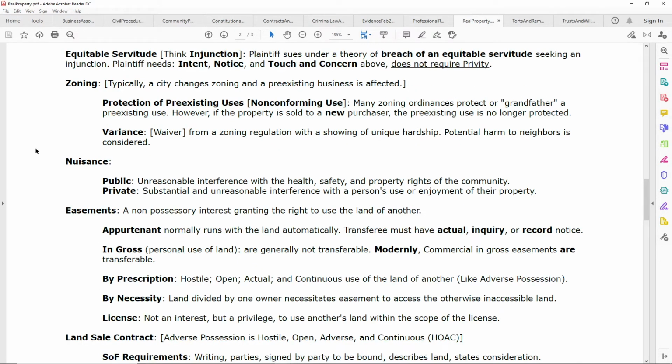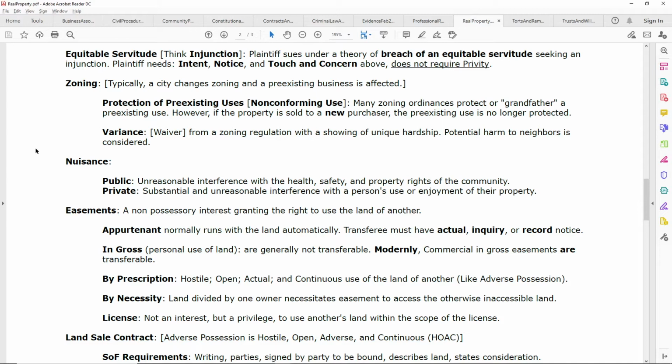Zoning. Typically, a city changes zoning and a pre-existing business is affected. Protection of pre-existing uses, non-conforming use. Many zoning ordinances protect or grandfather a pre-existing use. However, if the property is sold to a new purchaser, the pre-existing use is no longer protected. Variance.